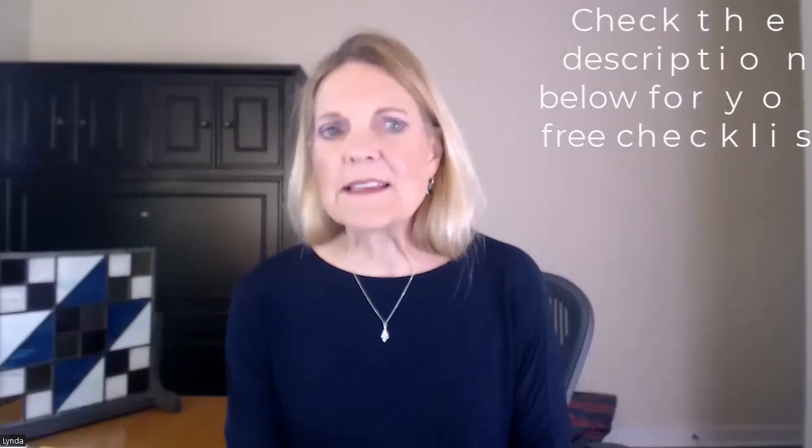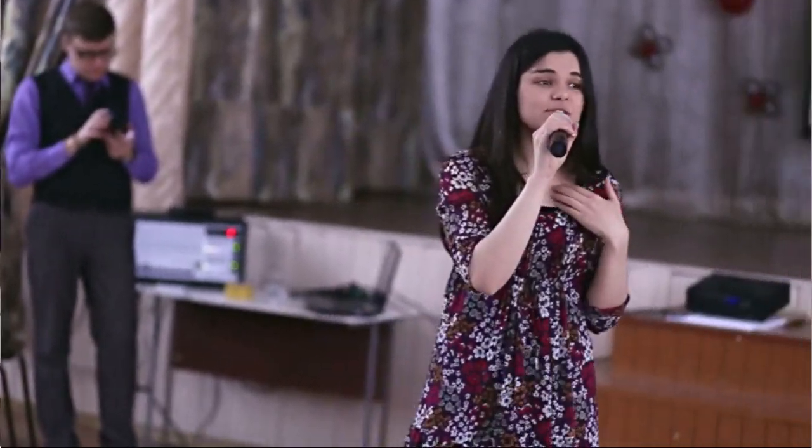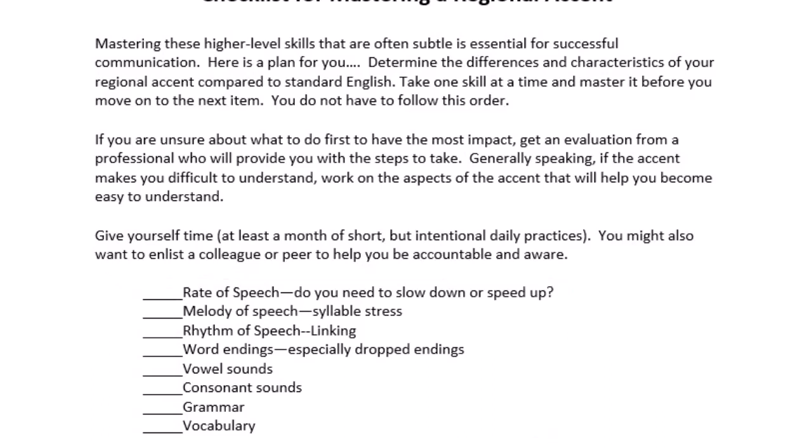So let's talk about some of the characteristics of an accent that are apparent when an accent is visible to your listener. These are characteristics of speech, language, and voice that are in a checklist that I have made available to you. Mastering some of these skills is essential for successful communication. You don't need to follow this order, but if you want to, you can. If you are unsure what to do first to have the most impact, I recommend that you get an assessment with a professional who can provide you what steps to take and in what order.